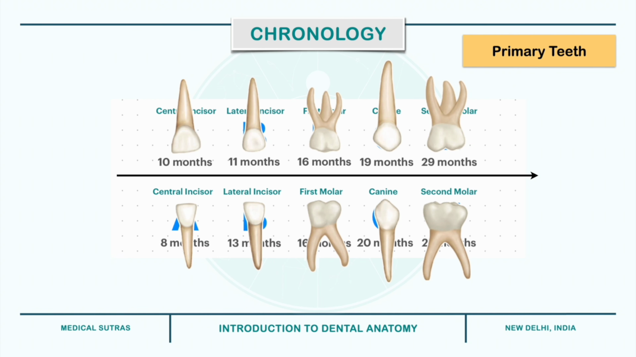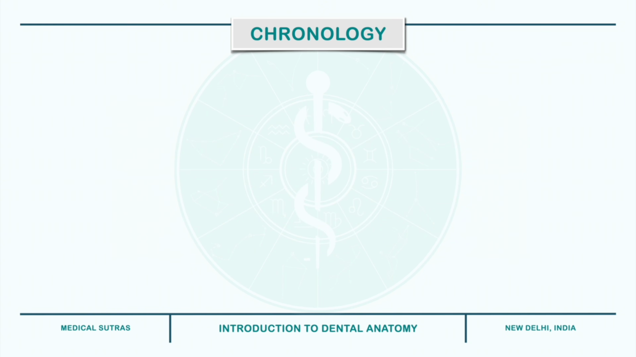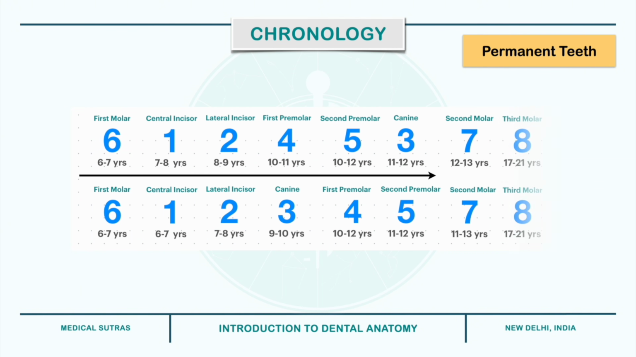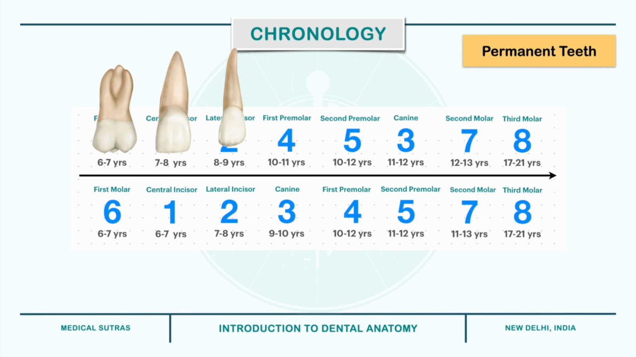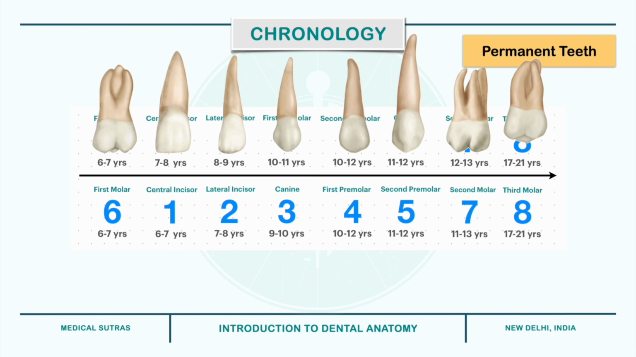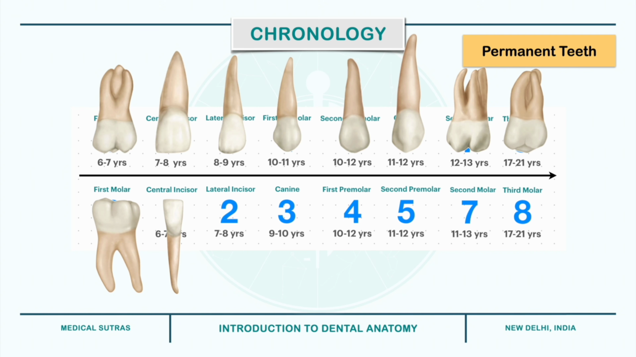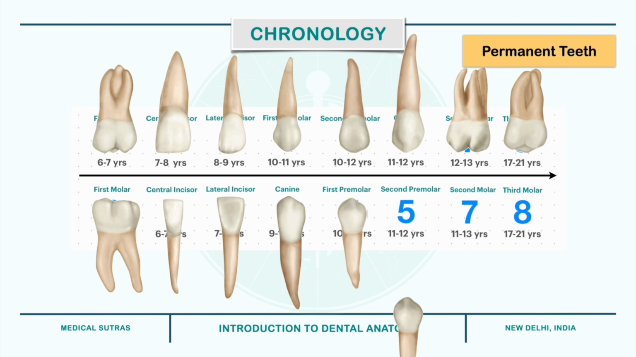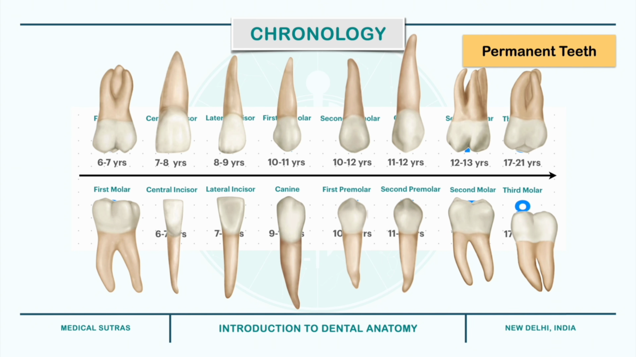In case of permanent teeth, there is a slight difference in the sequence of teeth eruption in upper and lower arches. The first permanent tooth to erupt in the upper arch is the first molar, followed by central incisor, lateral incisor, first premolar, second premolar, canine, second molar, and lastly the third molar. In case of lower arch, the first molar and central incisors erupt almost at the same time, that is 6 to 7 years, followed by lateral incisor, canine, first premolar, second molar, and lastly the third molar.